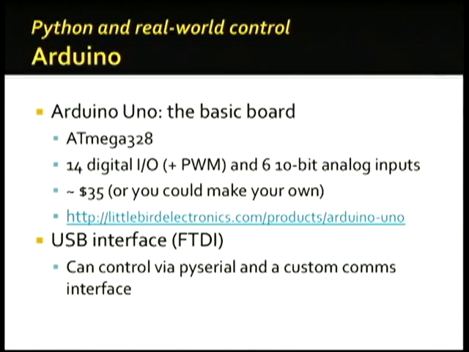There are dozens of different shields, which are the expansion boards that sit on top. So you can have LCDs, wireless interfaces, all sorts of I/O, GPSs, and there's a massive community of people working in this. $35 for a board like that gives you more I/O than the average person would know what to do with.